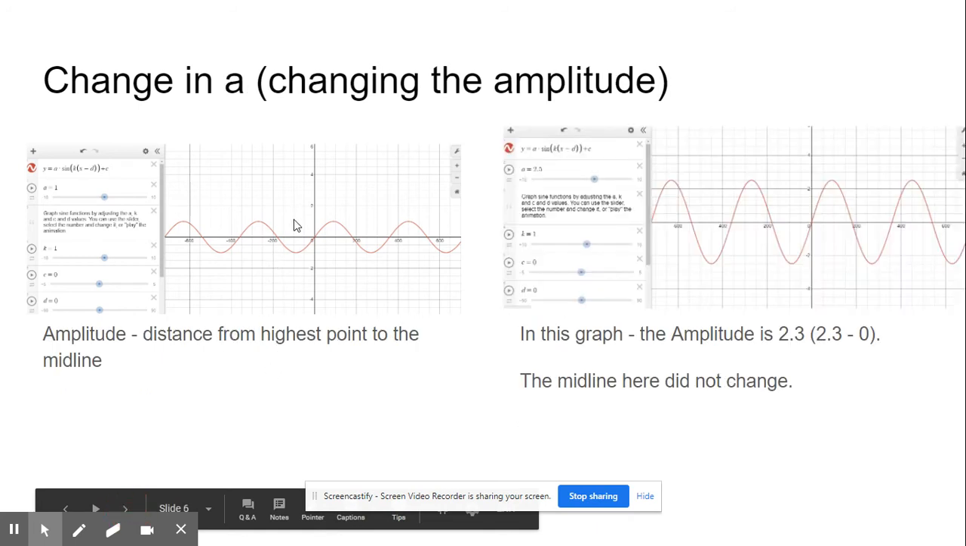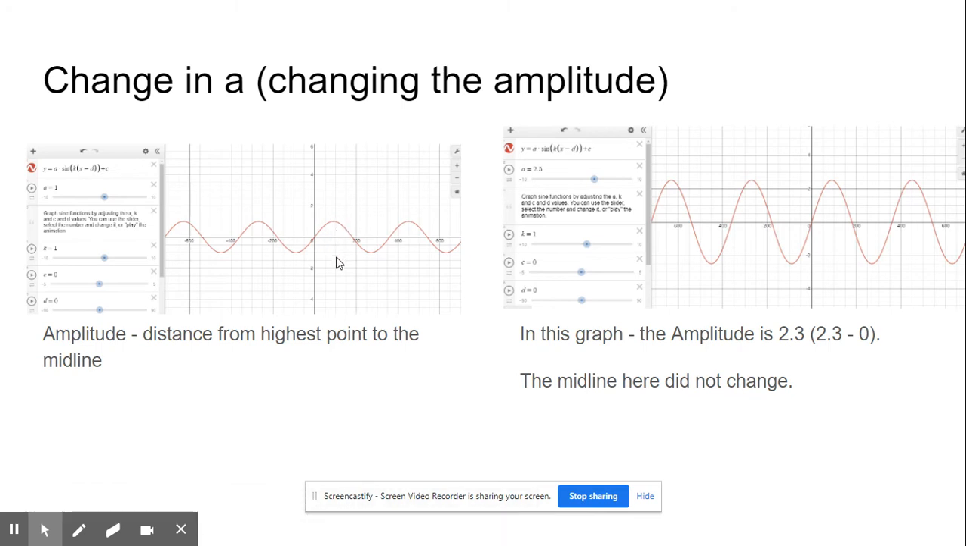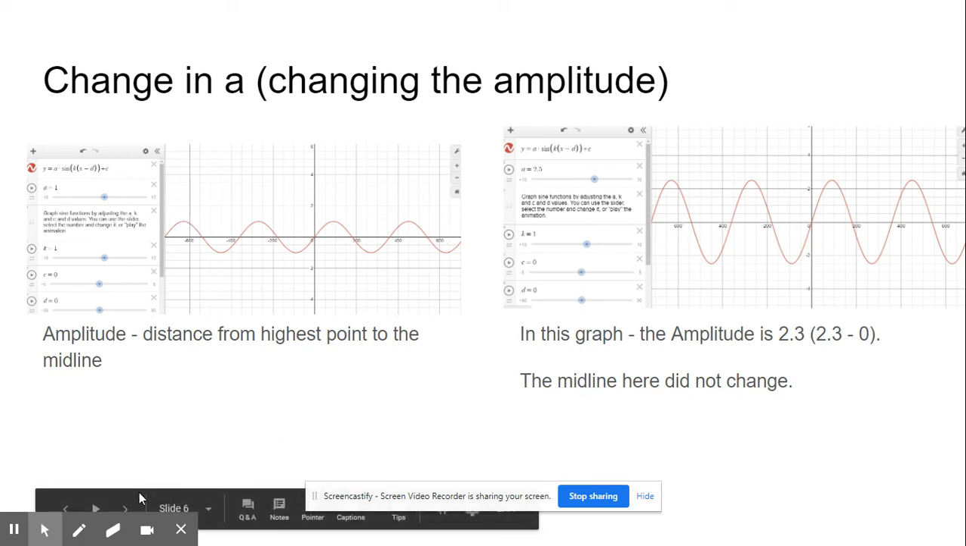Changes in A impact the amplitude, which have to do with how high and how low. The amplitude is the distance from the highest point to the midline. So in this graph here, the amplitude is 2.3, going from 2.3 to 0. The midline did not change. Here and here, the midlines are both 0.